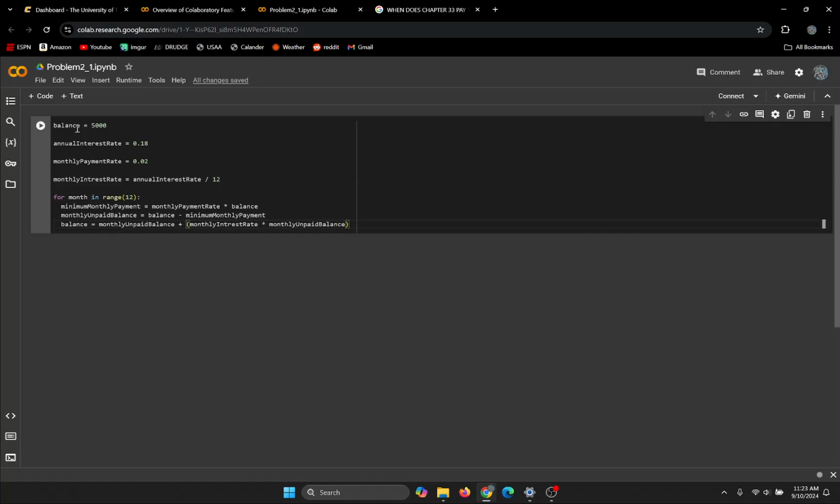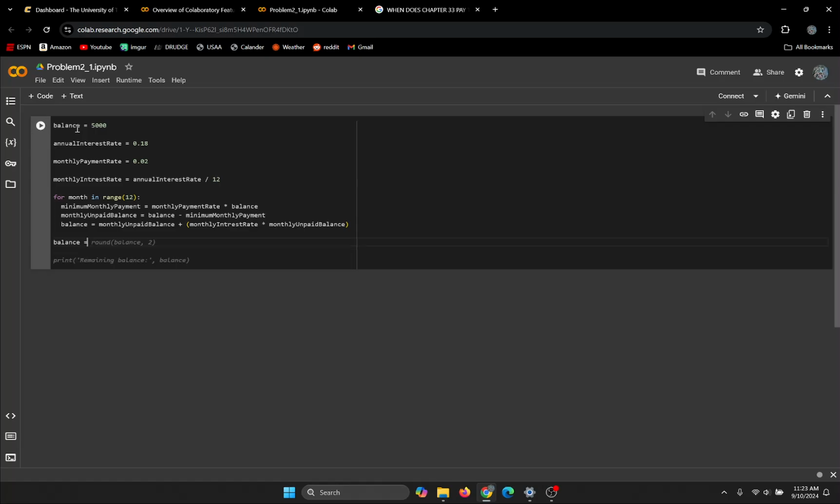So at the end of 12 loops through, at the end of 12 months, we should have the balance at the end of the year. But the balance at the end of the year is going to be a really long float, so we need to round that to 2 decimal places. So we can say balance equals round, and I like that did auto-populate correctly, because that rounds it to 2 decimal places.